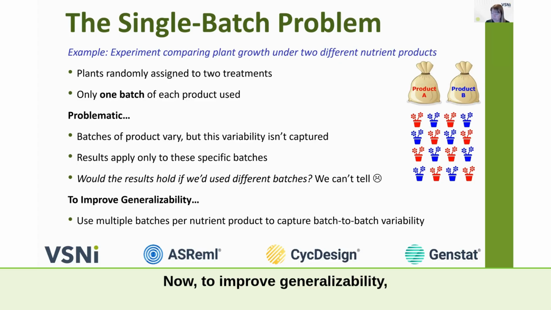Now, to improve generalizability, a simple fix, of course, is to use multiple batches of product per nutrient treatment. That way, we capture batch-to-batch variability and get results that are more broadly applicable.